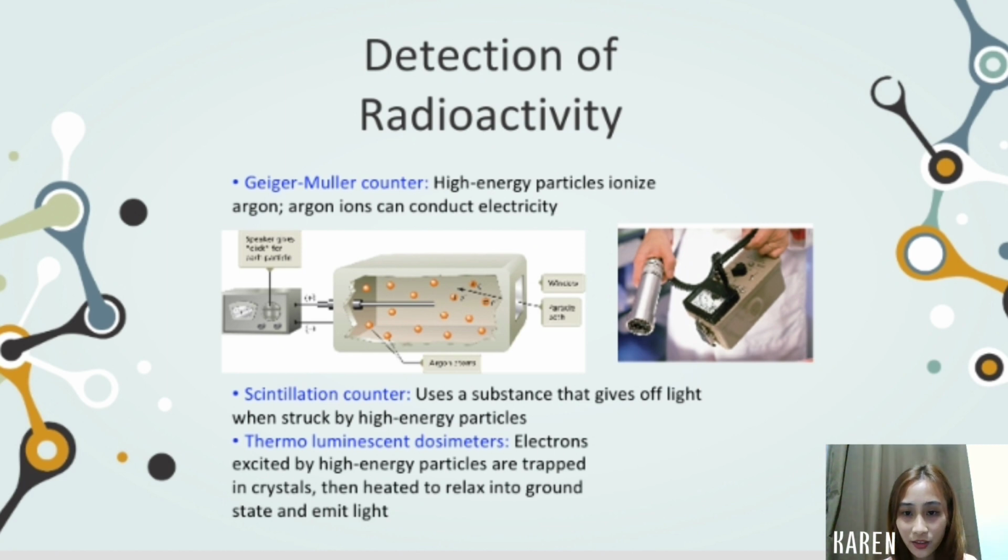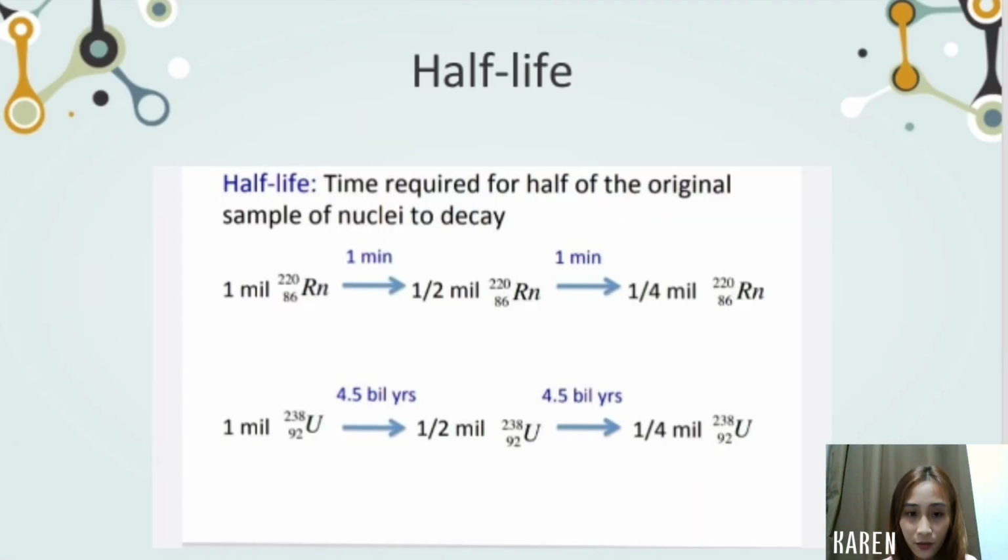There are two samples below. First is 1,000,000 radon nuclei with 220 nucleons and 86 protons, and in a minute, 1/2 million remain. In another minute, there's 1/4 million 220 nucleons, 86 protons of radon.